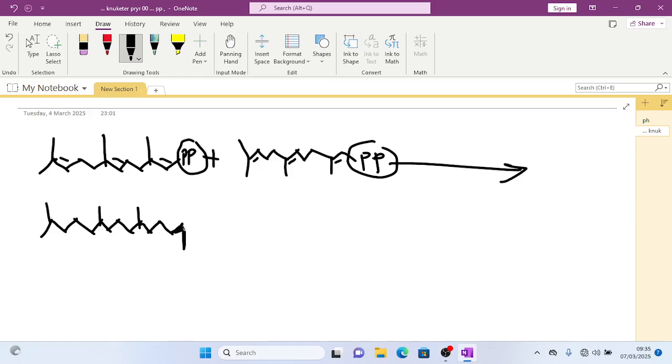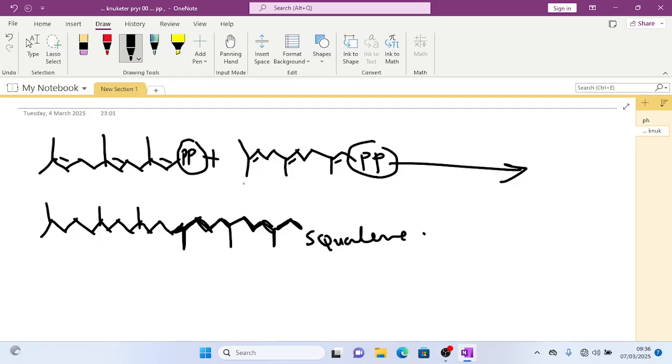Let me make this like this. Let's count the number of carbons to see if it's 30. This is 1, 2, 3, 4, 5, 6, 7, 8, 9, 10, 11, 12, 13, 14, 15, 16, 17, 18, 19, 20, 21, 22, 23, 24, 25, 26, 27, 28, 29, 30. So this is the structure of squalene.